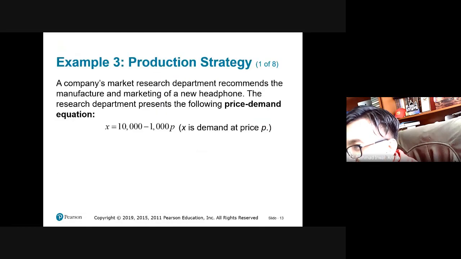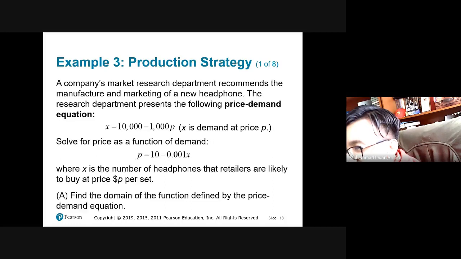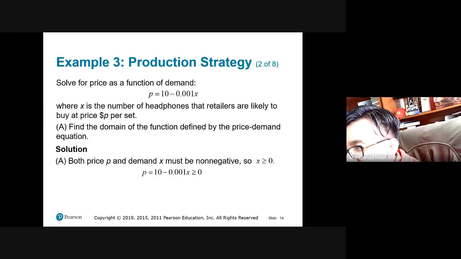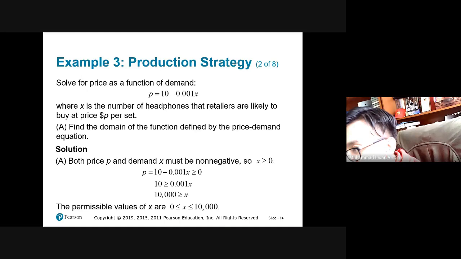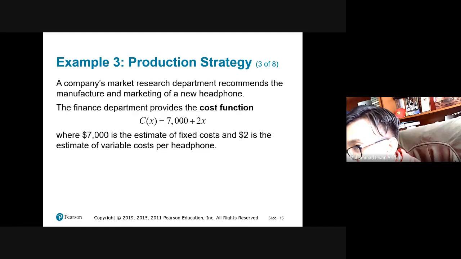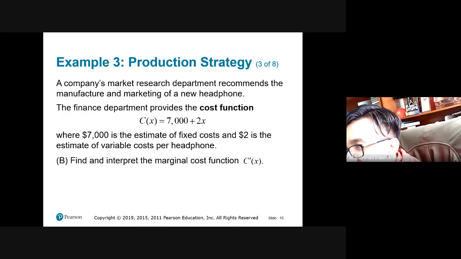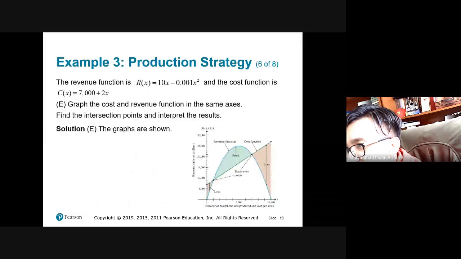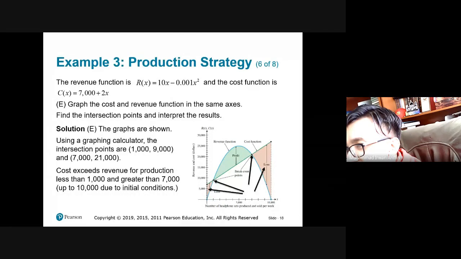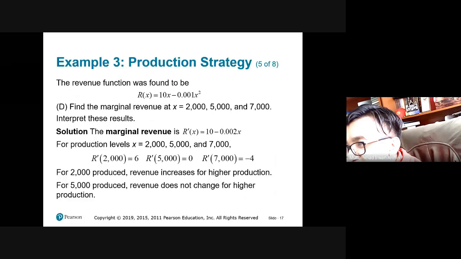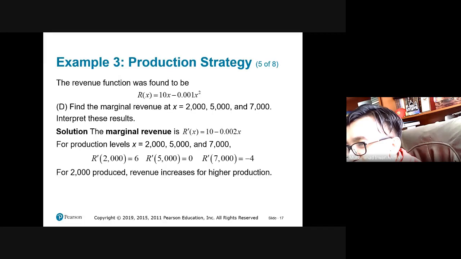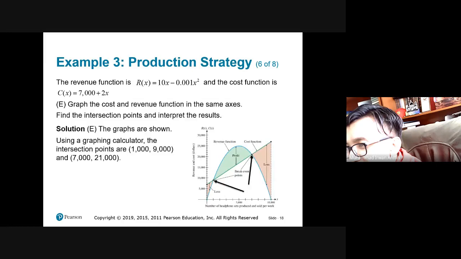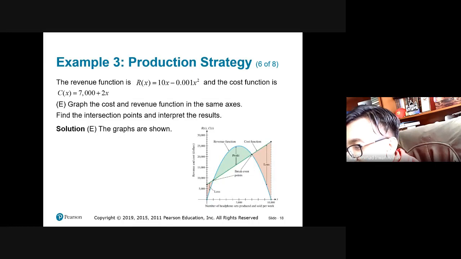Example 3, I'm going to leave all this to you. Just go through it and make sure you understand how we apply the concept, and also how to interpret the result, and make sure you know the difference between marginal and the actual or exact additional cost. I'm just going to skip all this. This would be good because we have a graphical representation.